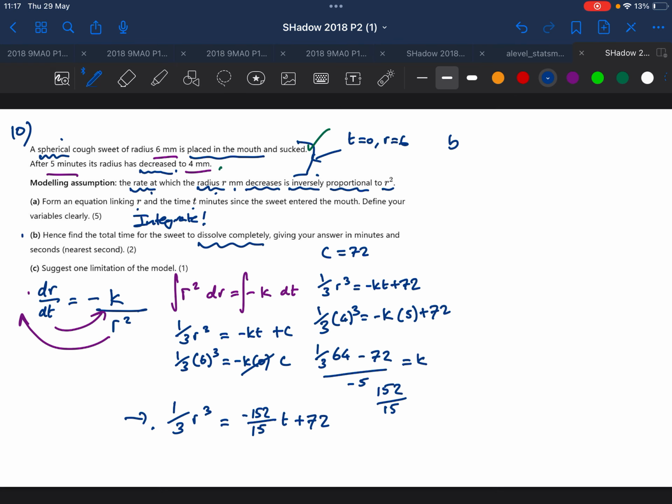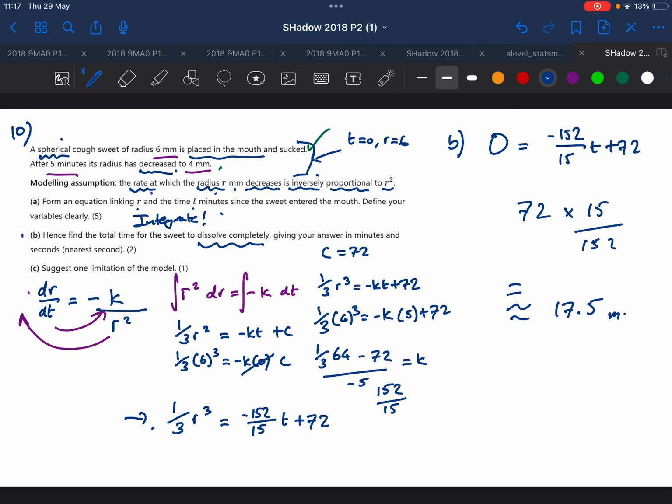So for part B, I think we can jump straight in and say 0 equals minus 152 over 15t plus 72. So if I did 72 times 15 over 152, this should give me my answer. And apparently that ends up being approximately 17.5. 17.5 what? 17.5 minutes. Now, it wants it in seconds, so we're going to multiply this. Hang on, oh, answer in minutes and seconds. Okay, so we're just going to say 17 minutes and 30 seconds is what I've got.